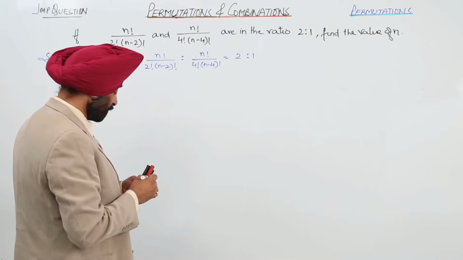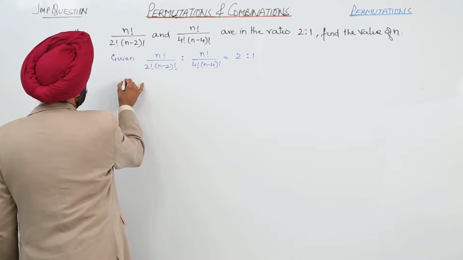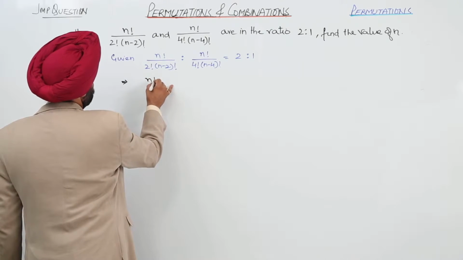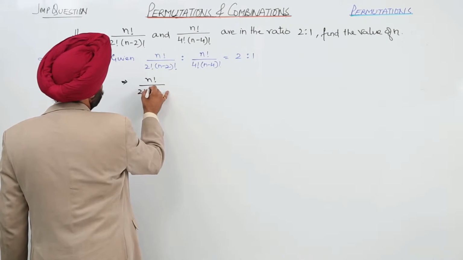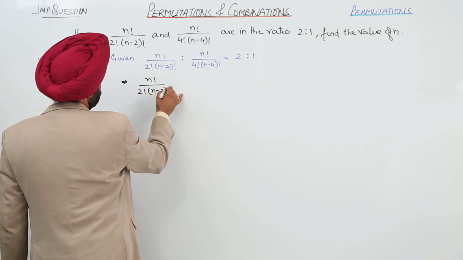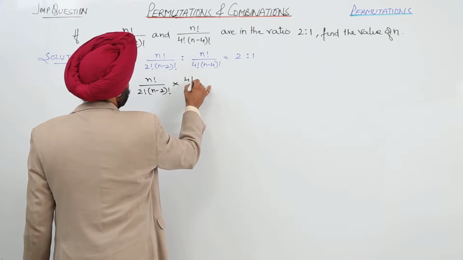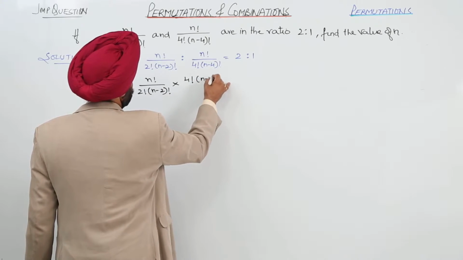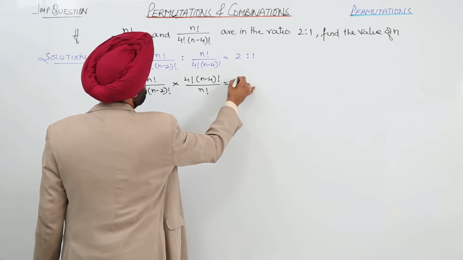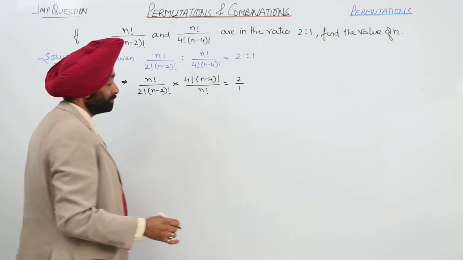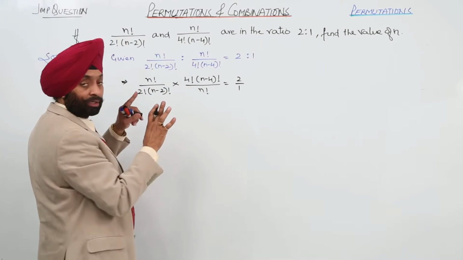Very first thing. Okay. So, now what we can write is n factorial upon 2 factorial n minus 2 factorial times 4 factorial n minus 4 factorial upon n factorial is equal to 2/1. Okay. Now, here n factorial and n factorial can be cancelled.